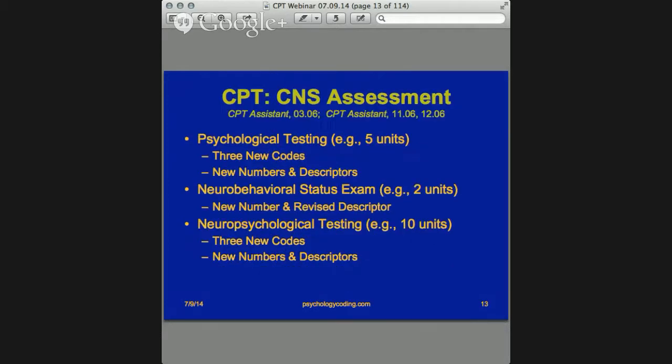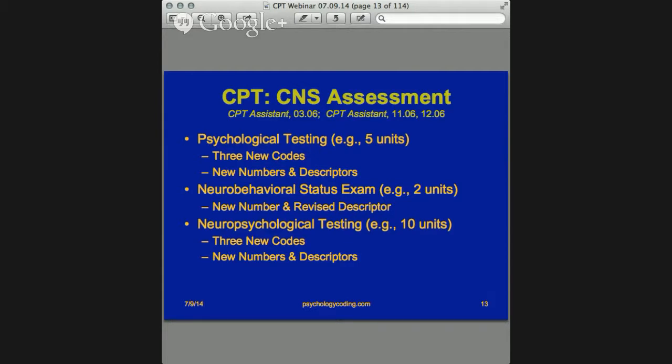So with that in mind, let's look at the codes that I'm interested in talking about. I'm not going to be talking too much about the codes in between, up to the neurobehavioral status exam, although I will refer to them later on. I am going to be referring to psychological testing and neuropsychological testing a great deal. I do want to point out the 5 units for psychological testing and the 10 units.